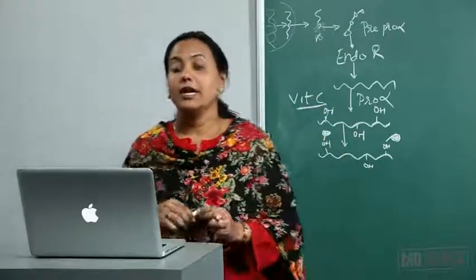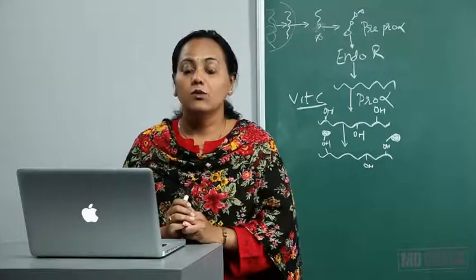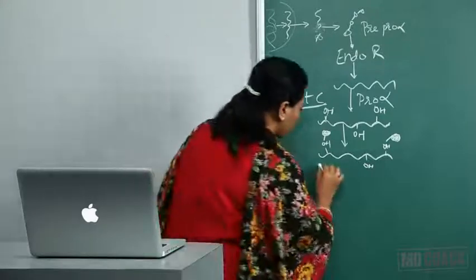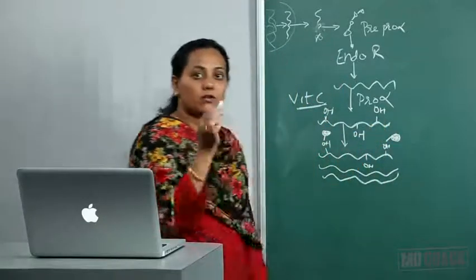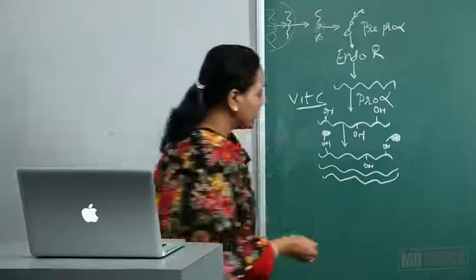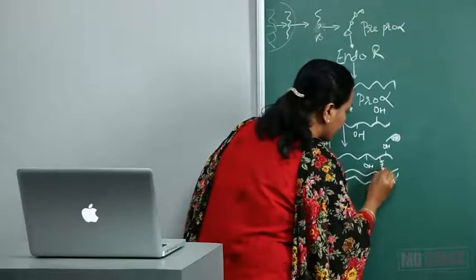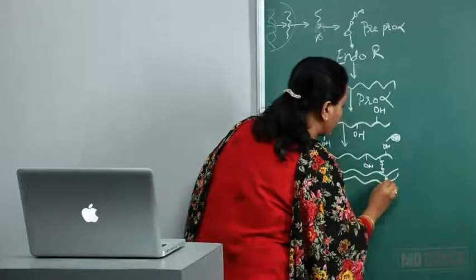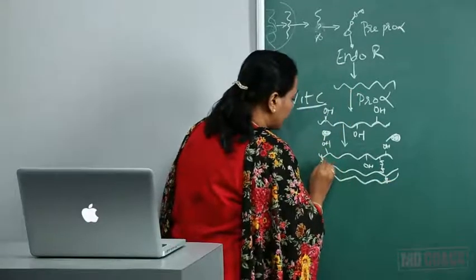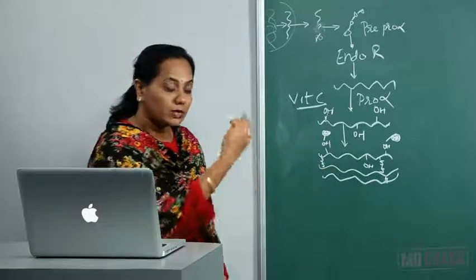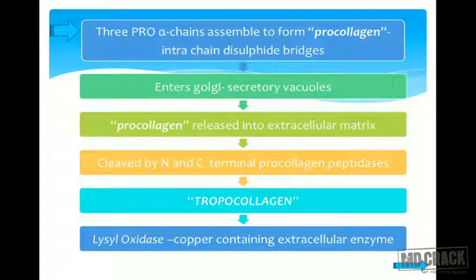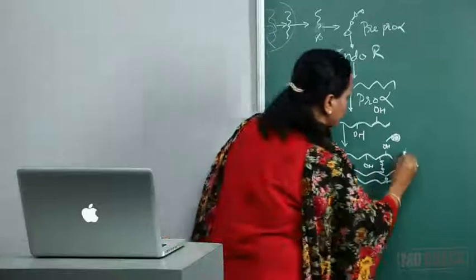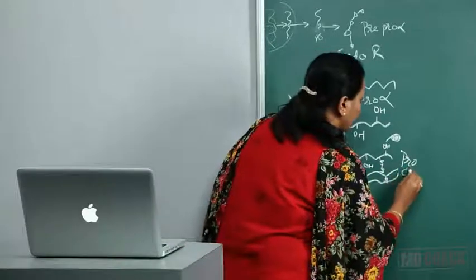Now what happens? It has to get assembled together. Many such pro-alpha chains come together. Disulfide bridges are going to be formed between them. The minute the disulfide bridges form between the chains, it helps the chains to come together. Now this is called pro-collagen. Pro-collagen is where the pro-alpha chains have come together.